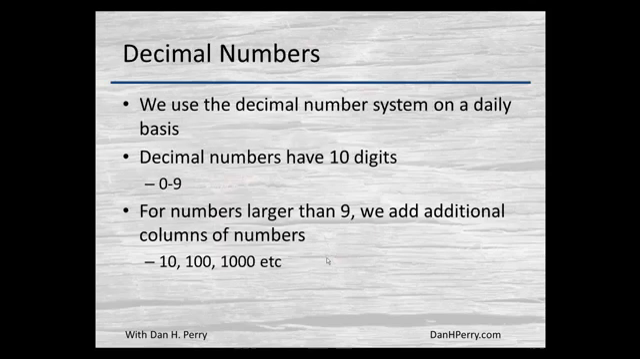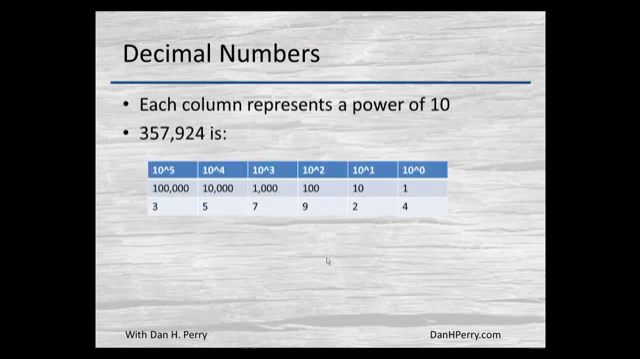Decimal numbers. Well, what are decimal numbers? Decimal numbers are the type of numbering system we're used to. Decimal numbers have 10 digits, 0 through 9, and then as we get to larger numbers, we use additional columns, the tens, 100s, 1000s columns, in order to represent very large numbers. Well, each digit is a power of 10. And I know this for most of us, hopefully, is a review from elementary school.